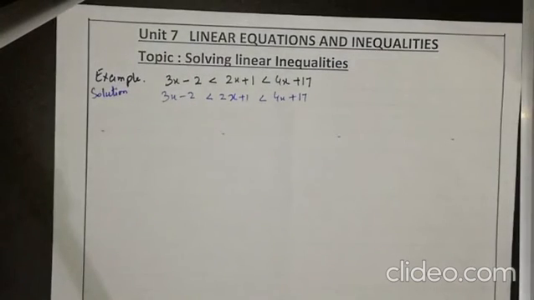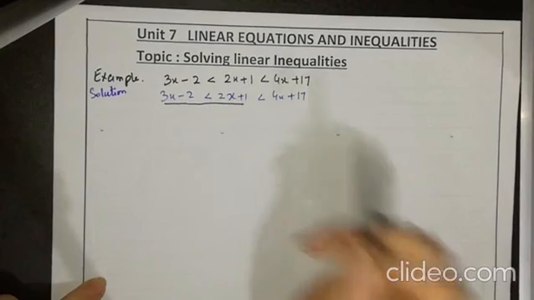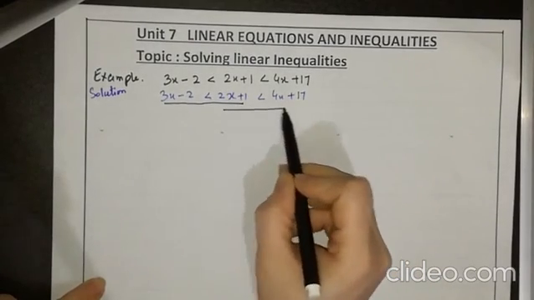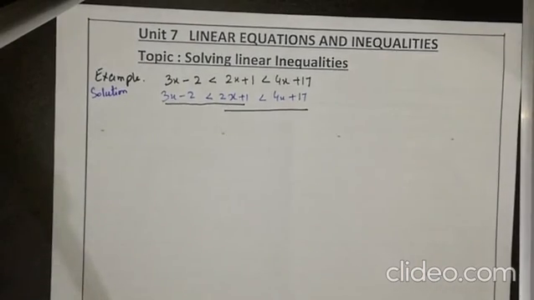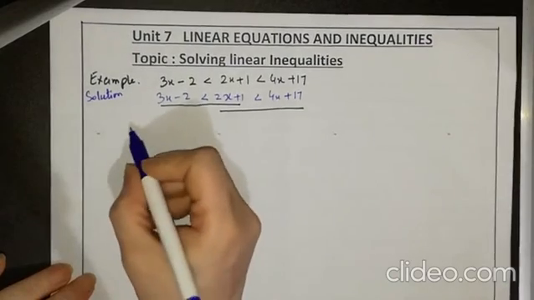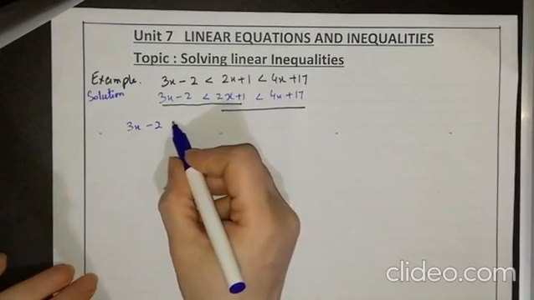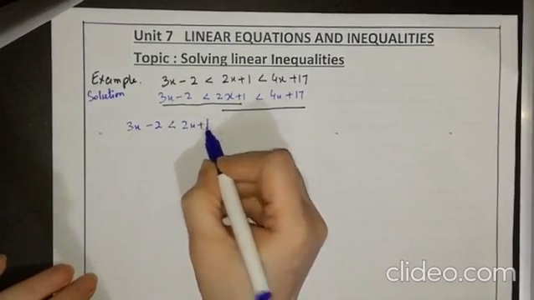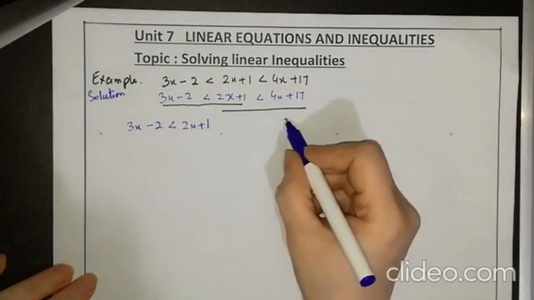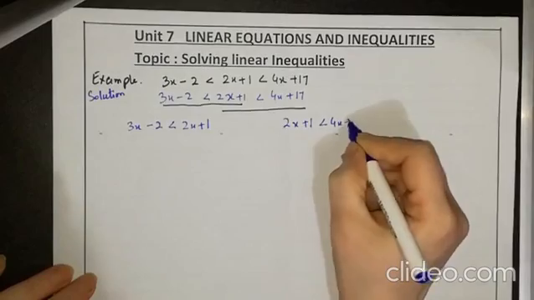Now see, first I will take this part and then I will take this part. So I will solve it separately. So in the first case, I am taking 3x minus 2 less than 2x plus 1. Or in the second case, I am taking 2x plus 1 less than 4x plus 17.